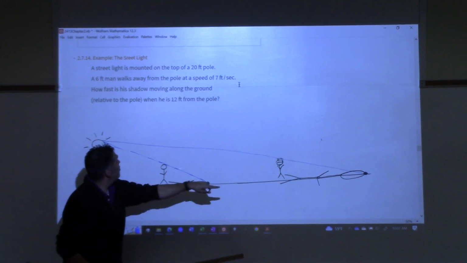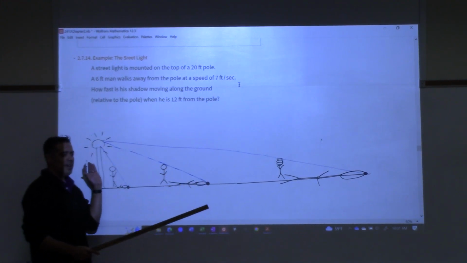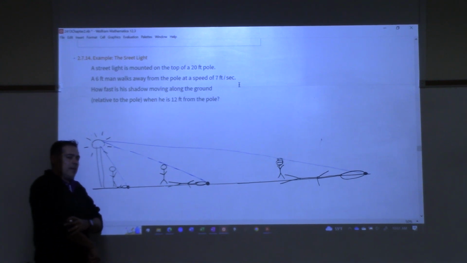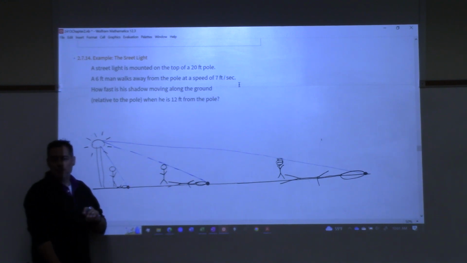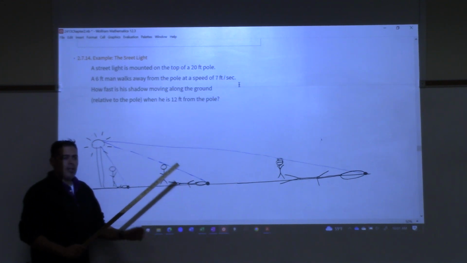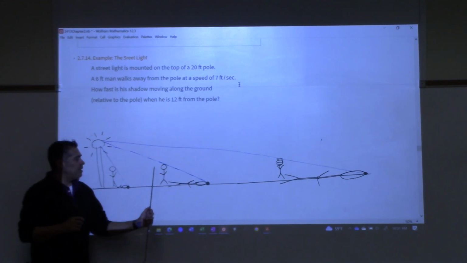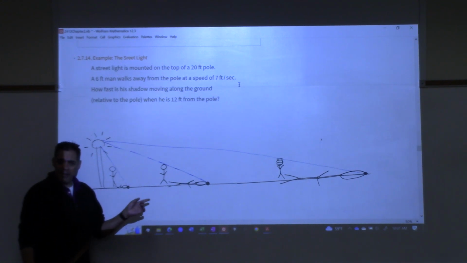How fast is that point moving relative to the pole? So like if you were standing here just at the pole watching this happen, how fast is that shadow moving away from you at exactly the moment he's 12 feet from the pole? 7. What was that? What do y'all think? He's moving at 7 feet per second, right? Do you think his shadow is moving at 7 feet per second?